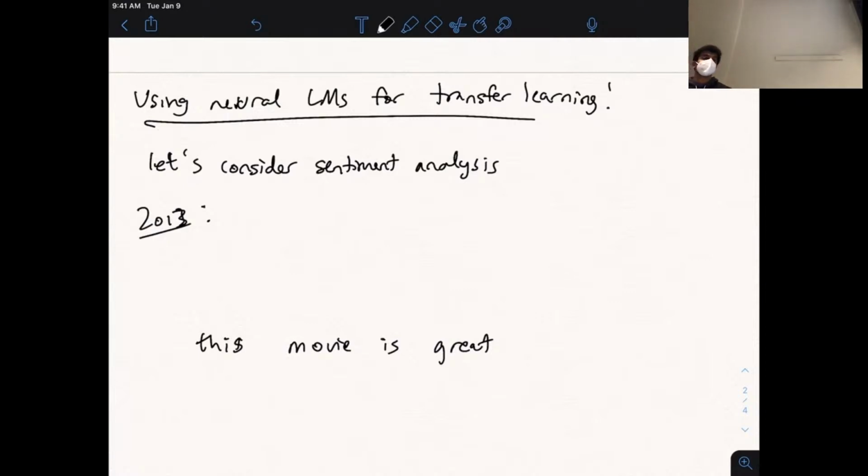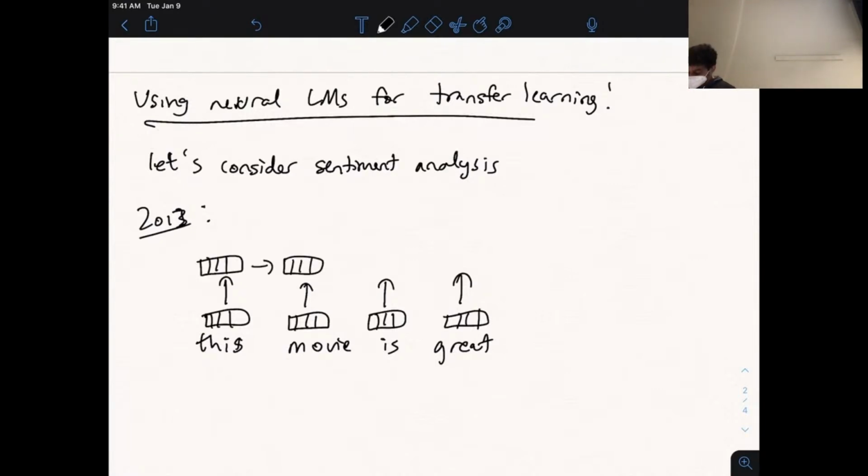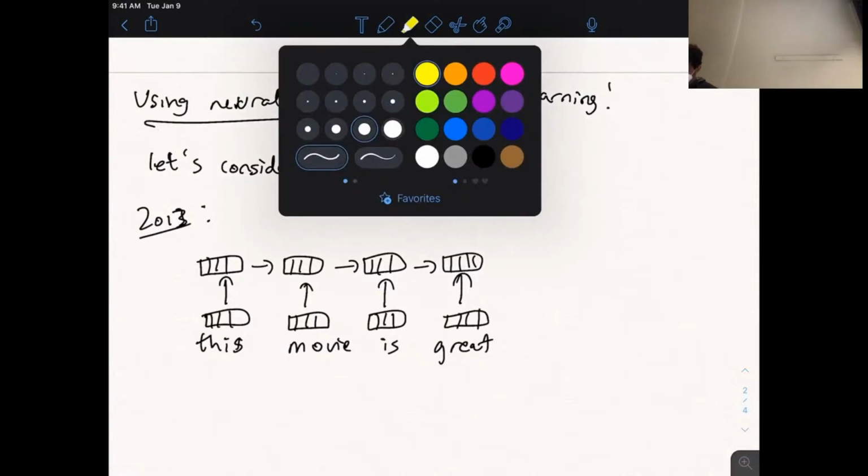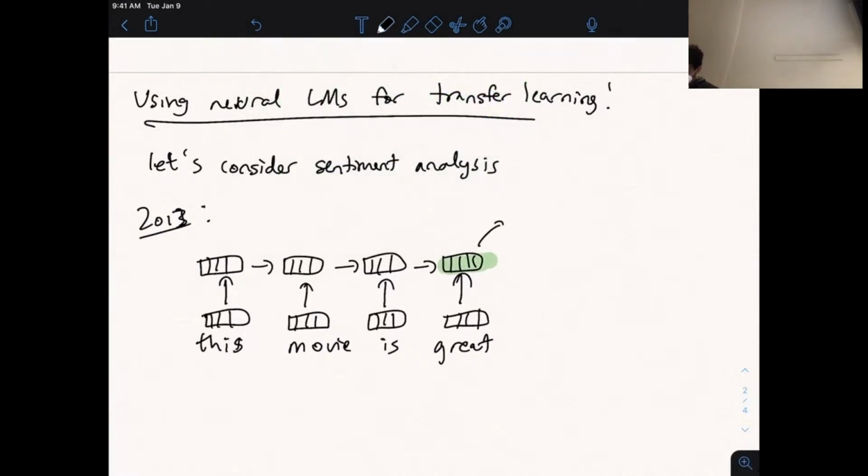and I want to predict its sentiment, an easy thing to do is train an RNN on a labeled data set of movie reviews. So I get my hidden states. And at the final hidden state, note that this is the hidden state that has all the information about this sentence, I'm going to put a softmax layer to predict positive.